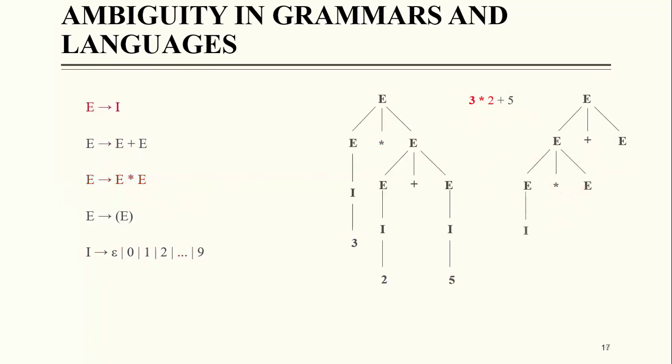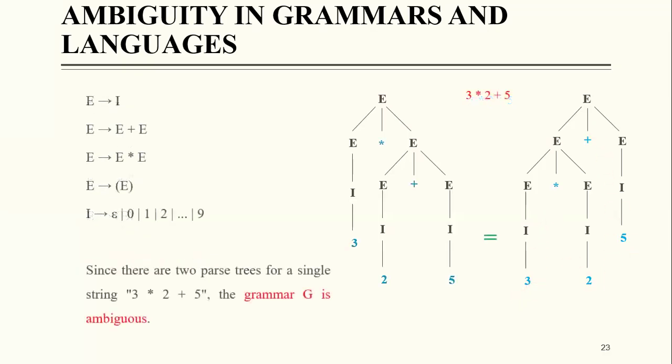Again, this E is replaced by the production E derives I. Again, I derives 3 by this production. Now I got 3 star. Next, for that I have chosen the production E derives I. Again, I derives 2. So now I got 3 star 2 plus. And next again I have chosen the production E derives I, and then I derives 5. Now I got 3 star 2 plus 5.